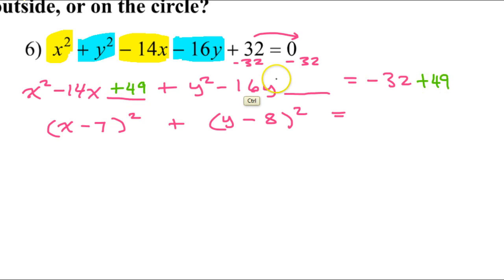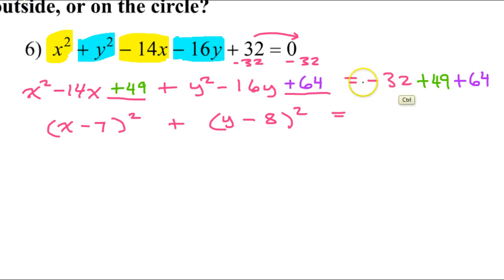Okay, you must show this step. Don't skip this. Okay, so similarly, to complete the square with the y terms, I'm going to square this negative 8. And that's going to give me positive 64. All right, which I need to add on the right-hand side as well as the left-hand side.